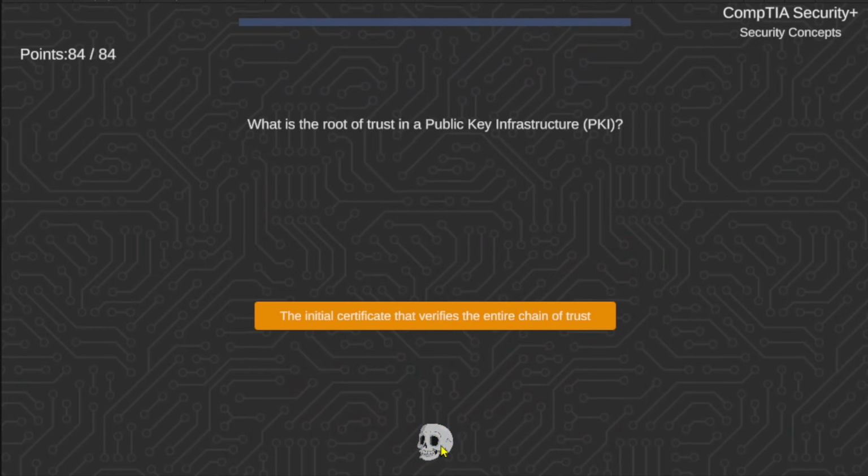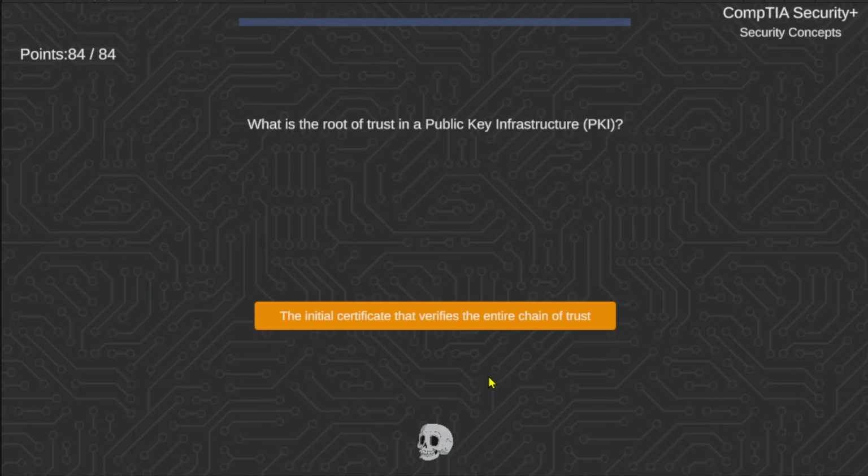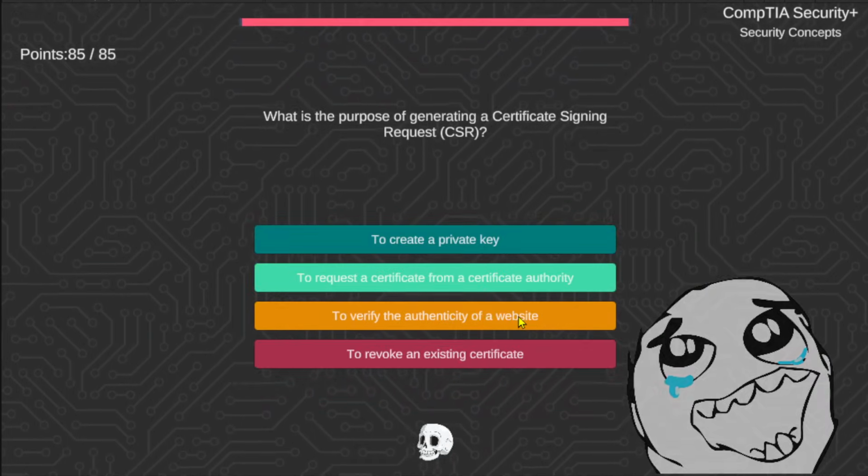Correct answer is the initial certificate that verifies the entire chain of trust.